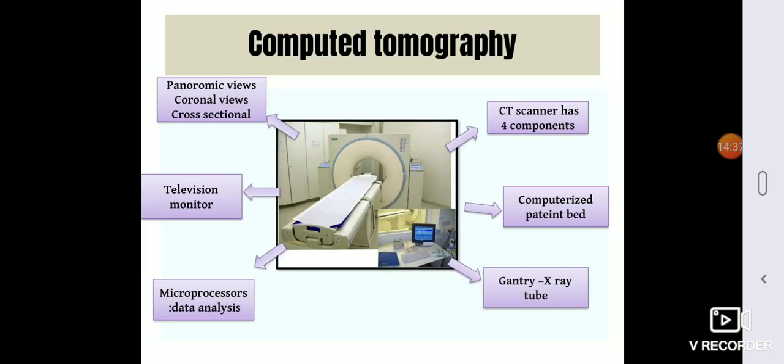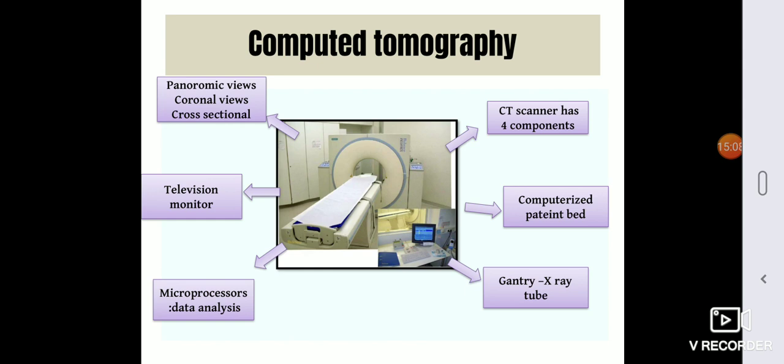Next is the computed tomography. This is a radiographic technique which can display an image on a grayscale using a television monitor. Now the CT scanner has 4 components: a computerized patient bed, a gantry containing an X-ray tube and a large array of X-ray sensitive detectors, a microprocessor for data analysis, a television monitor, and a filing device for the hard copies.